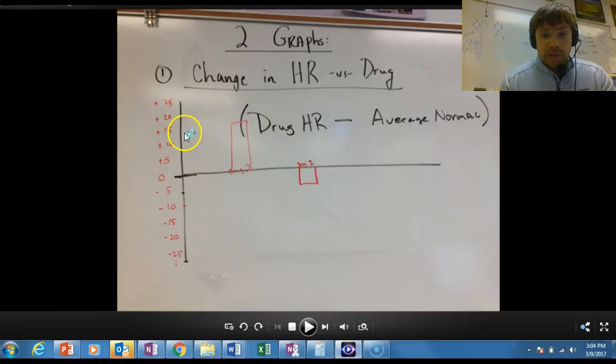First one is that you're going to do the change in the heart rate versus the drug. So it should be designed a little bit where you have room on the axes for negative numbers in case the heart rate went down. So you're going to have the drug heart rate, the heart rate that you found that one time, and then subtract the average of the 3 normal heart rate calculations. And if it's a positive number, okay, then you'll have the bar graphs for each of the 3 drugs.